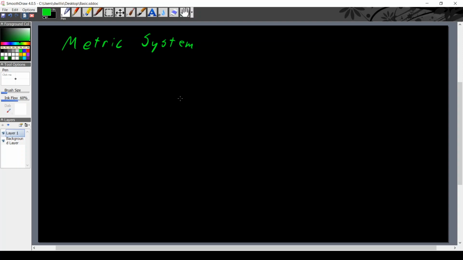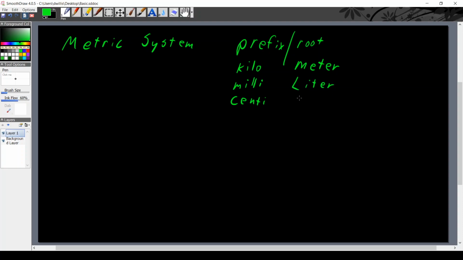Okay, so as we talk about the metric system, it is also based on a system of prefixes and then roots. And so the prefixes are going to be things like kilo, as in kilometer, milli, as in millimeter, centi, as in centimeter. And so those are going to be some prefixes that you'll encounter. And then your root words are going to be your root units or your base units. And that's going to be things like meter, liter, and gram.